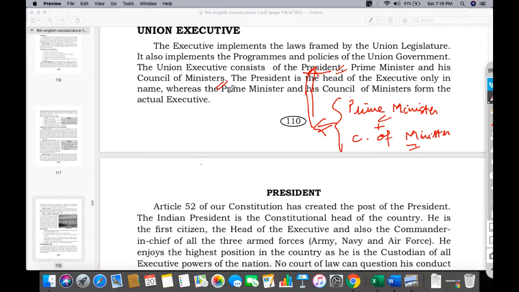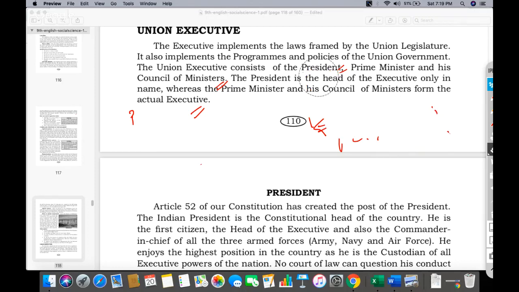The President is the head of executive only in name, where the Prime Minister and Council of Ministers are the actual executive. So President is called de jure and Prime Minister is called de facto leader of India. President does not make the laws, he only signs the bills to make them law. Article 52 of our Constitution. So let me go to President. President is head of state of India. Any particular bill will become act or law only with his signature.